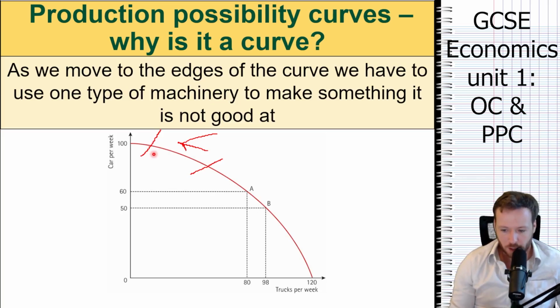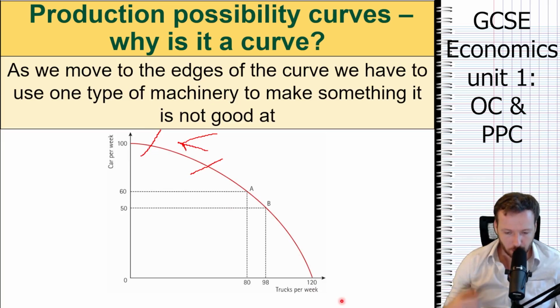And the opportunity cost, the cost of deciding to add extra cars means we lose a lot of trucks in this process the closer we get to the edge. And there's a reason for this. The reason for this is the closer we get to the edge here, the greater the sacrifice, the more machines we have to use that produce trucks for producing cars.